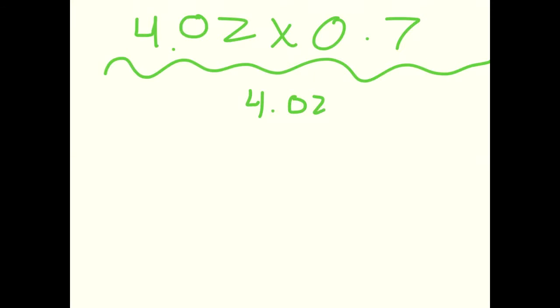402 times 0.7. Oops. Let's undo that. And why isn't it doing it? Okay, I guess I'm gonna have to erase it. I'll write it again.